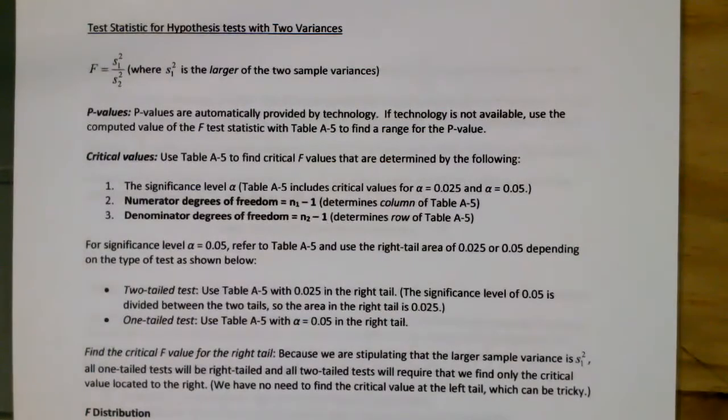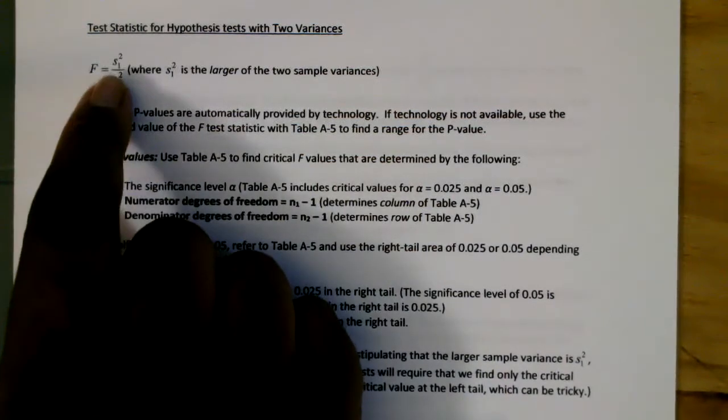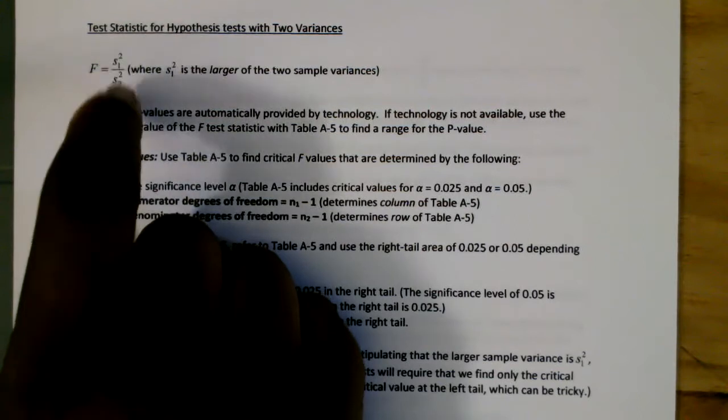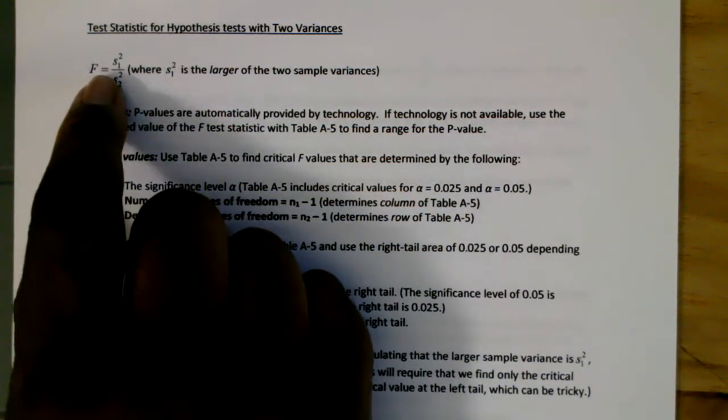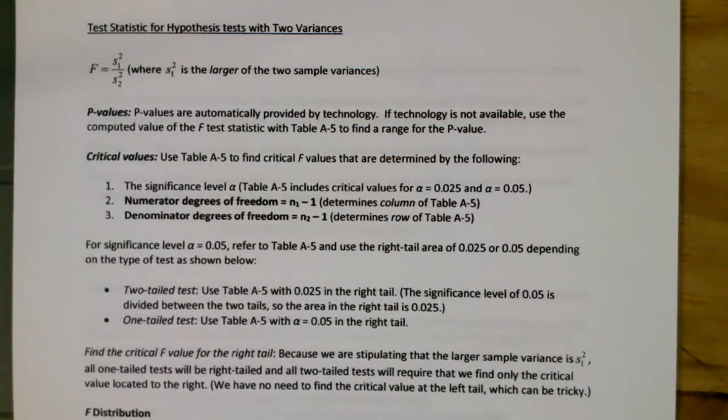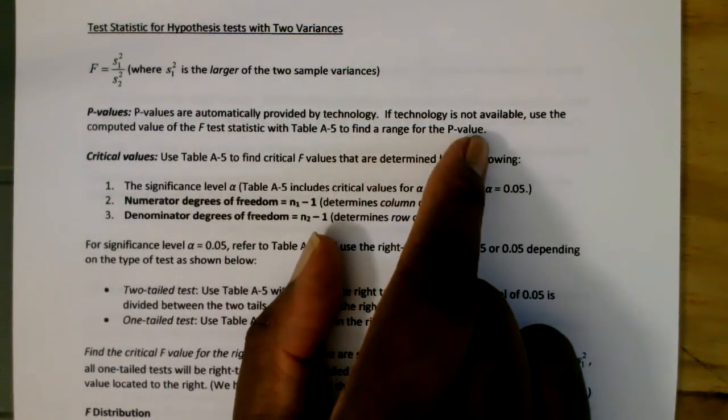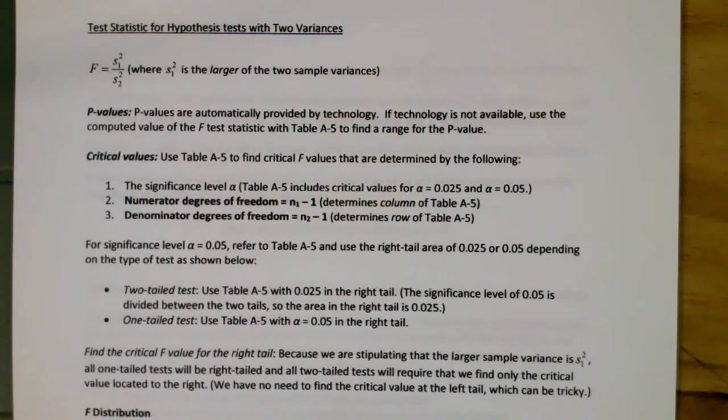Now the test statistic on the next page is this: capital F, which is equal to the quotient of S1 squared and S2 squared. S1 squared is going to be the larger of the two sample variances. Okay, so it's just dividing the larger of the two sample variances by the other sample variance. Now for the p-value, the p-values are going to be automatically provided by technology. And here we're going to use the TI-84 Plus calculator. Now, unless technology is available, we can compute the value of the F test statistic with table A-5 to find a range for the p-value. But we're going to use the TI-84 Plus calculator to do this.